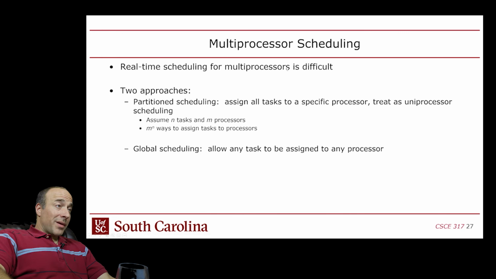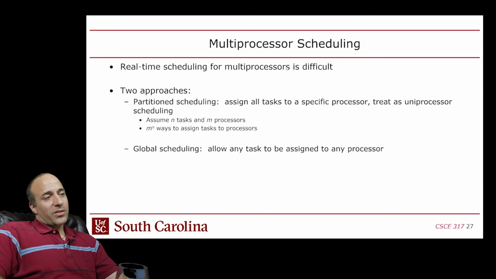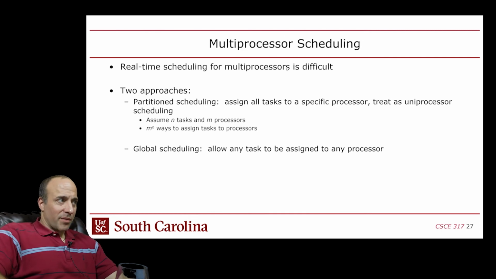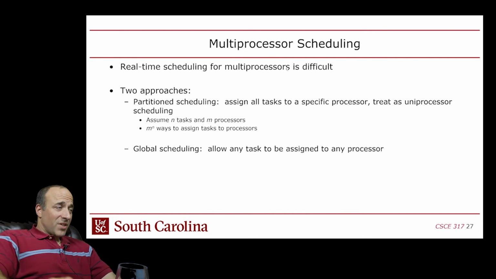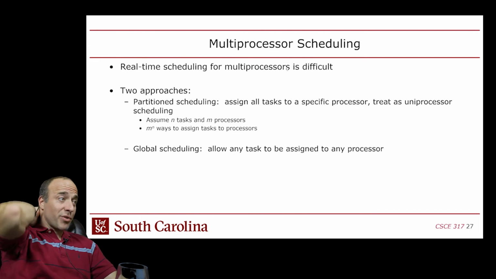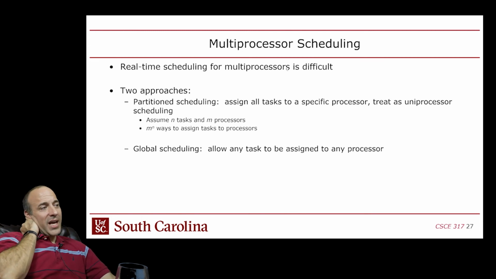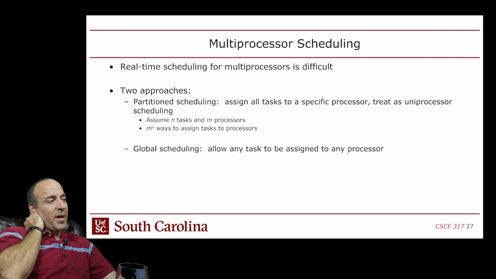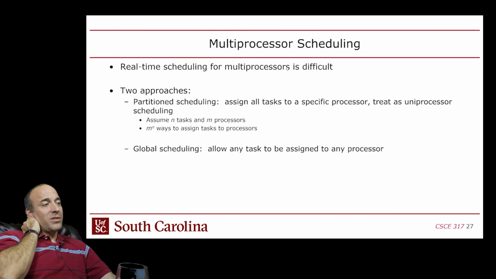Okay, so the last topic here is how do we deal with multiprocessor scheduling? There's 2 approaches. There's partition scheduling, which is basically where you take your task set and each task goes to a specific processor, and then you treat the tasks assigned to each processor as a uniprocessor scheduling problem. You can do that, but then how do you assign tasks to processors? Because, if you have n tasks and m processors, there's m raised to the nth power ways to make that assignment.